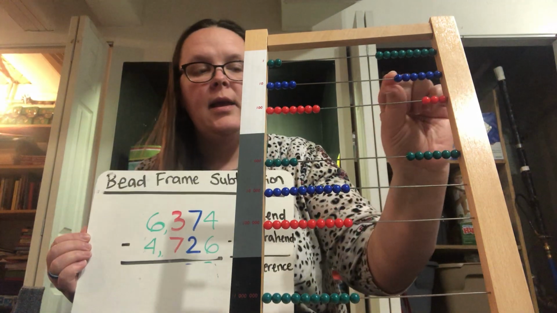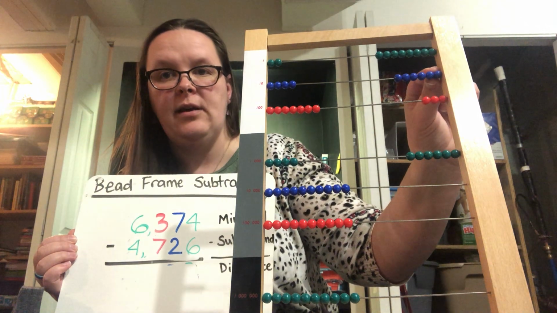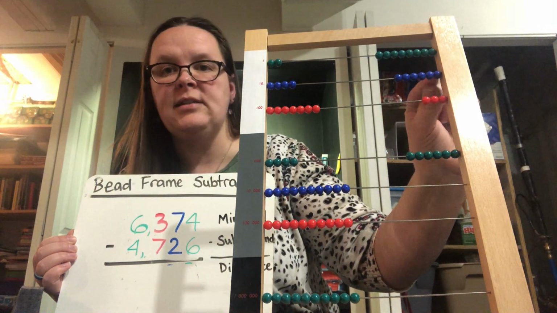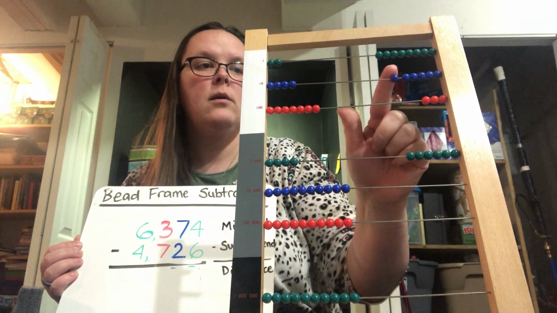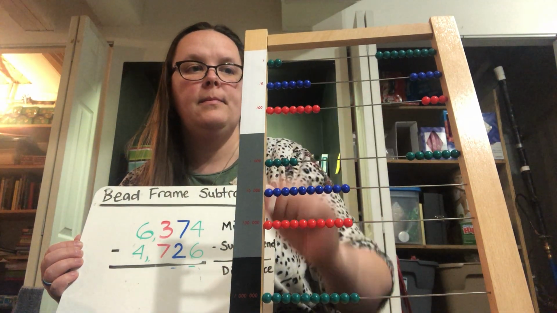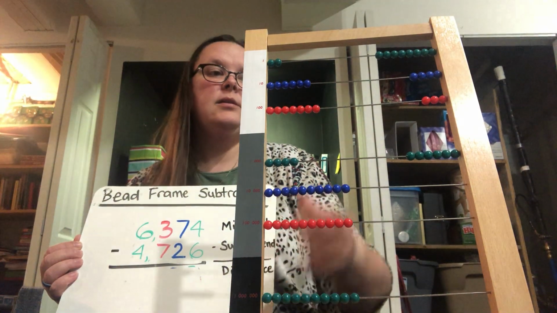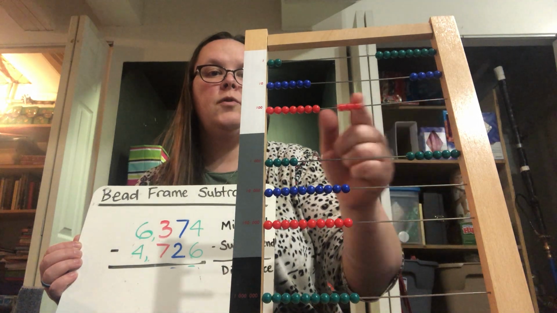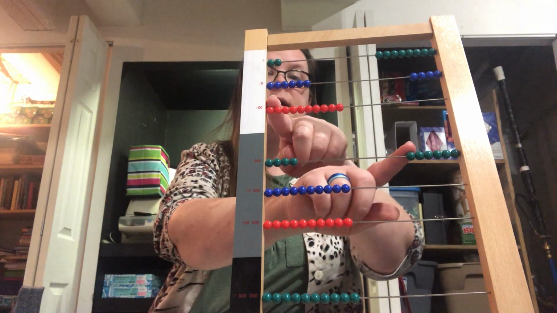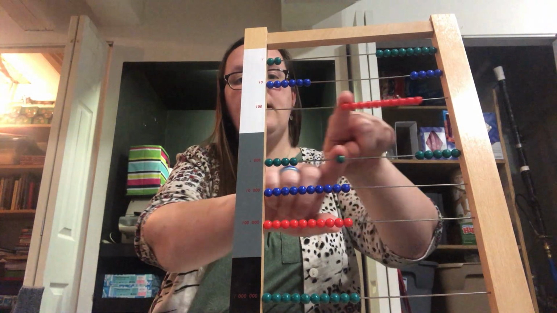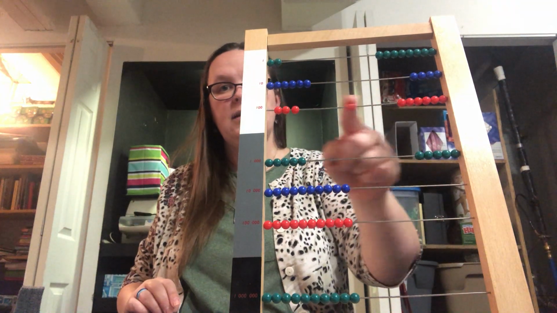Okay. Now I have one less here than I used to. I used to have 7 here, but now I only have 6 because I exchanged 1. And I need to take 2 away. 1, 2. I need to take away 7 hundreds. 1, 2, 3. I'm out. So I better exchange. I was at 3. Exchange. 4, 5, 6, 7.